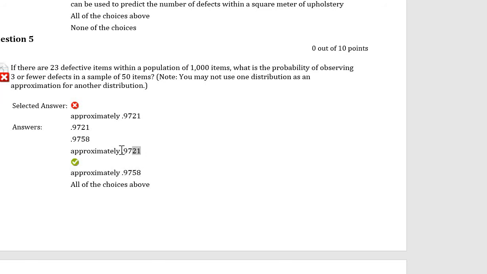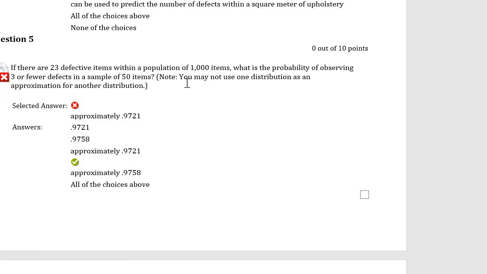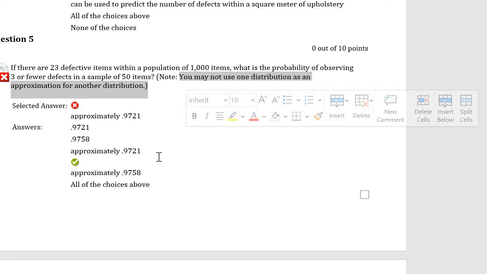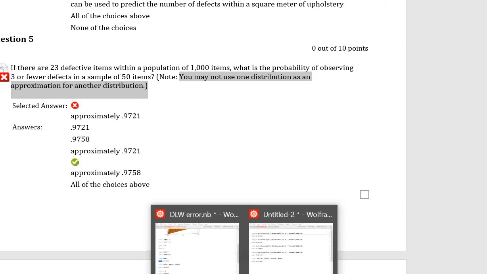How did you get this answer? That answer comes from the binomial distribution. And we're not sure why he said this thing: you may not use one distribution as an approximation of another. We're not sure why, but this is a straightforward combinatorial, like adding things up. We think this problem is a little bit hard and confusing to understand.